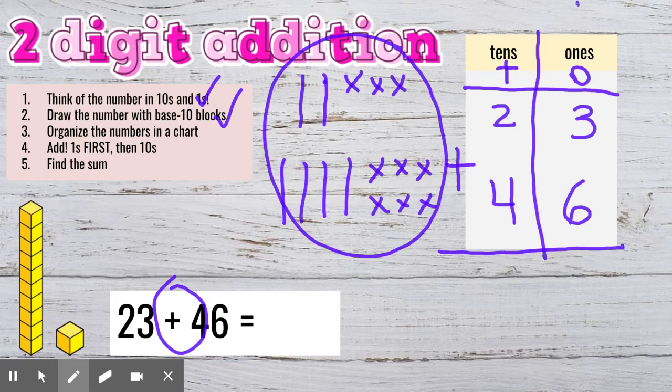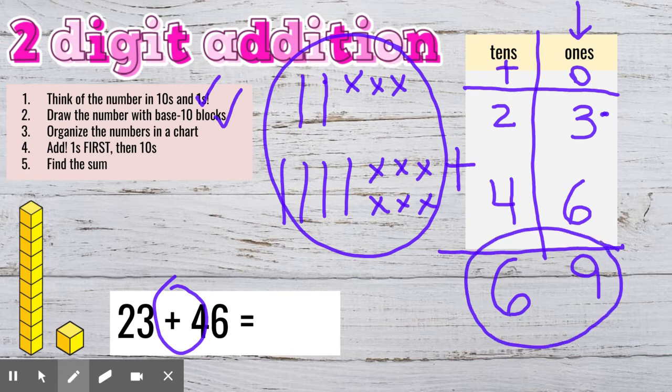Remember, the first thing I want to do is add the ones. So 3 plus 6. Remember, my strategy for adding numbers together is to start with the big number and then add on. So 6, 7, 8, 9. I'm going to add my tens next. 4, 5, 6. My total is 69. So 23 plus 46 is 69.